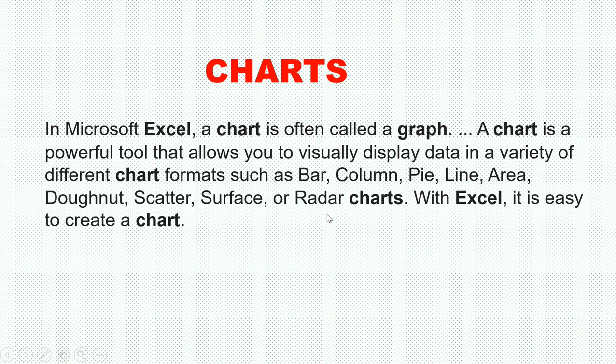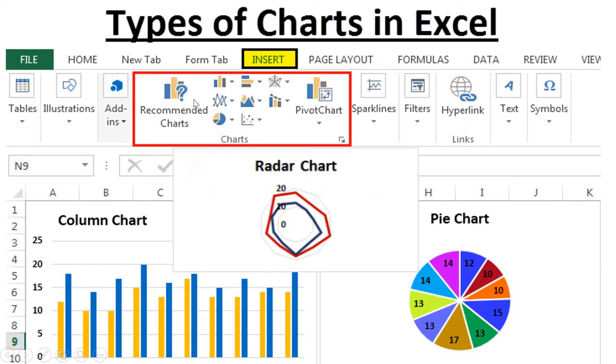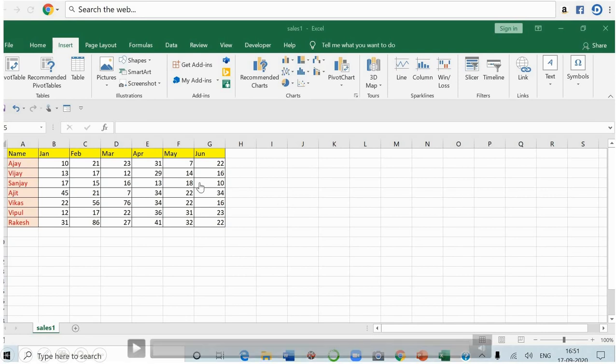Now, last but not the least, are the charts. Very interesting. In Microsoft Excel, a chart is often called a graph. A chart is a powerful tool that allows you to visually display data in a variety of different chart formats, such as bar, column, pie, line, area, donut, scatter, surface, or radar charts. With Excel, it is very easy to create a chart. See, there are many types of charts. This is a radar type, this is a column chart, and this is a pie chart. I will show you practically also.